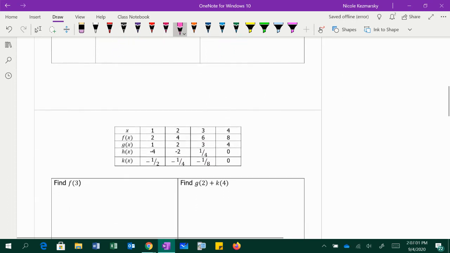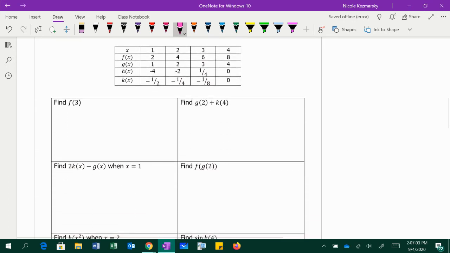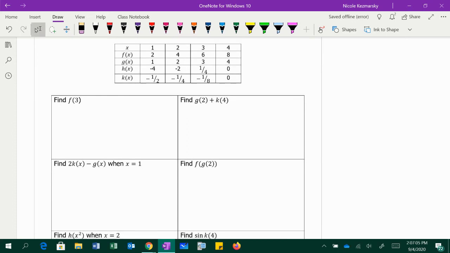On the next page, we're going to be doing the same thing, but this time we're given a table of values instead. So for the first example, it says find f of 3. Well, remember that 3 is an x value. So I'm going to go find 3 in my table. I'm going to look down this table until I find f. F is the first row. So down the column over the row, and I get 6.